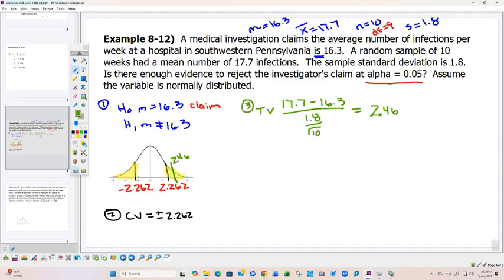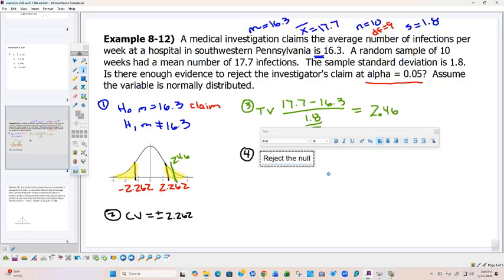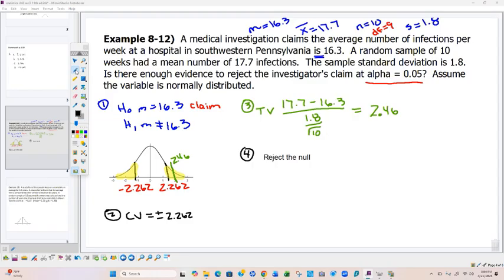So let's talk about step 4. Now remember, step 4 always talks about the white area. Look at the white area. Is your green line in the white area? No. When it is empty, we reject the null. So on this one, we are going to reject the null hypothesis. Remember, if your test value had been in here, we would put do not reject. If it is not empty, you put do not reject. When it is empty, you put reject the null.